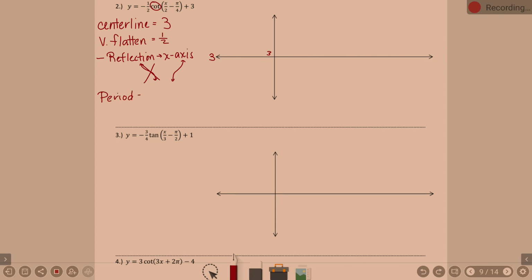Okay, thoughts on the period? Okay. So pi divided by b. B is the coefficient of x. Well, I made it as x over 2. Realize x over 2 is the same thing as thinking 1/2 x, right? So pi divided by 1/2. We've talked about this last week, right? Pi divided by 1/2 is multiplying by the reciprocal. So we have a period of 2 pi.